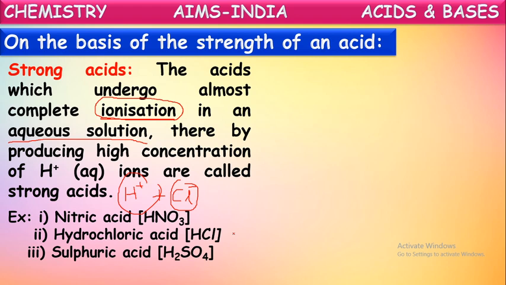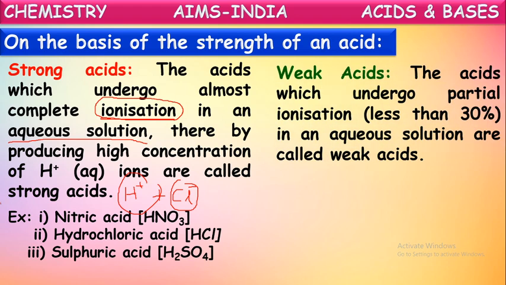One more category of acids is weak acids. We said strong acids means the acids which ionize completely. Opposite to that, the acids which undergo partial ionization, meaning very few acid molecules are ionized and most of the acid molecules remain as they are in the form of molecules, are called weak acids. See, the definition is given here: the acids which undergo partial ionization, or less than 30% ionization, in an aqueous solution are called weak acids.